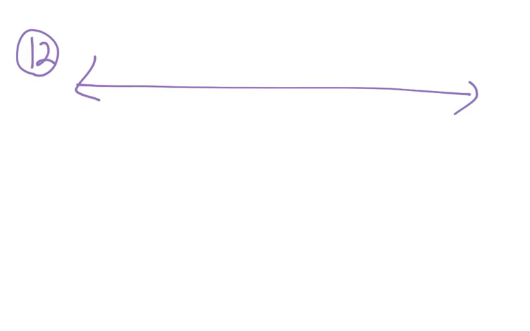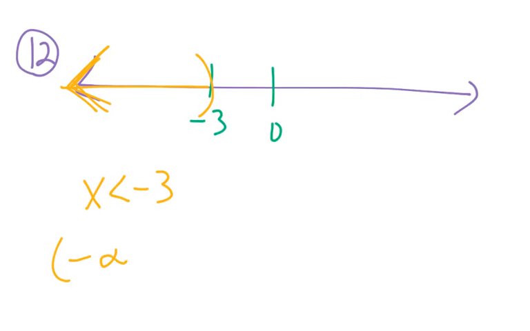And then let's do one more. So if I have this, all right, so on this situation, I'm starting at -3 and I'm going to the left, but I'm not including the -3. So that's really x less than -3. Or in interval notation, -infinity to -3 with a parenthesis. Okay? All right, and that takes care of this particular section.